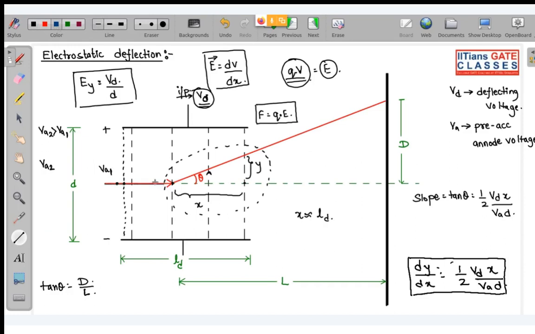So let me draw it below. Okay, I am drawing it below. So this is for VA2, which has more voltage, more accelerating voltage. So it is going to deflect less. So it will require more VD to deflect. Why? Because the inertia of the electron will be more. Are you getting my point? Yes or no?